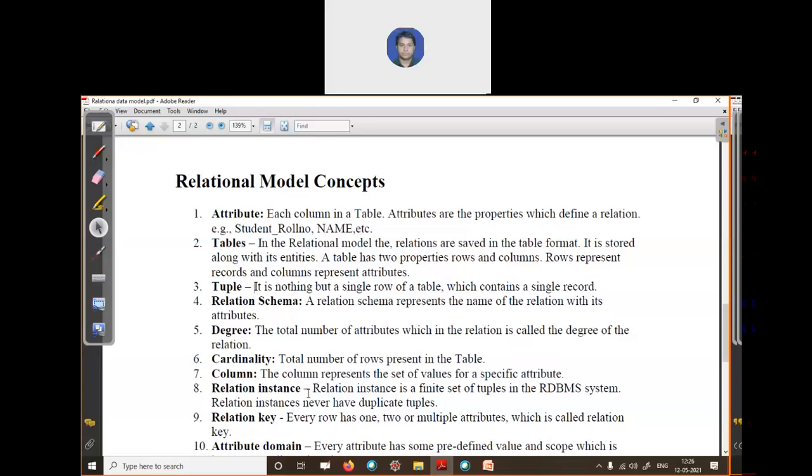And relation key: every row has one or multiple attributes. As you know, there are a number of attributes, and the attribute which uniquely identifies that record is called the relation key.